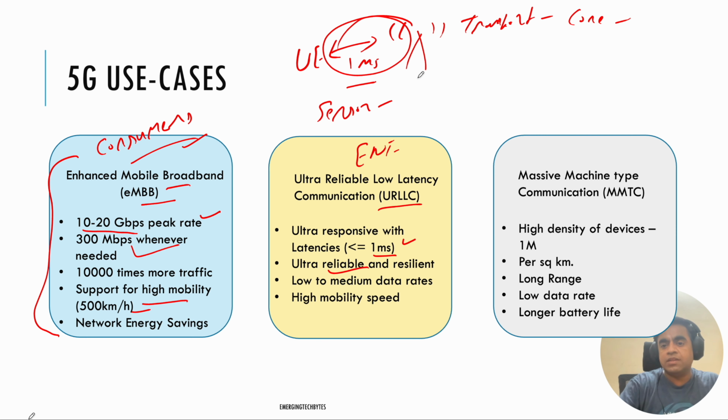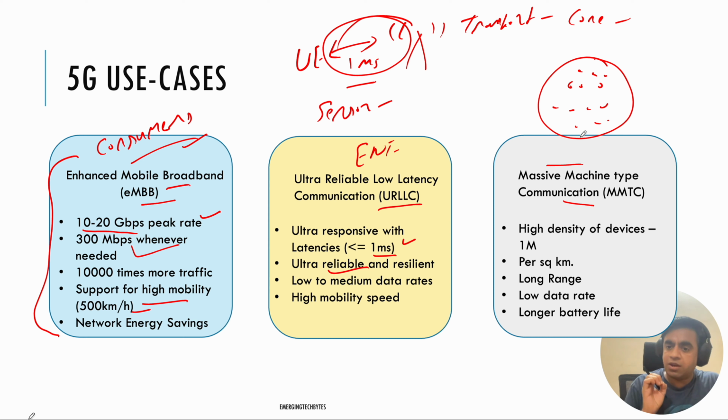Then we have the third use case, which is massive machine type communication, where within a smaller area there can be multiple of these devices, and they are connected on the 5G network. What 5G claims is that it can support 1 million devices per square kilometer of the range, right? That is mMTC. So this use case, if you see, is mainly addressed towards smart cities, right? Smart buildings, anything that starts with smart, where you have a lot of sensors in the building.